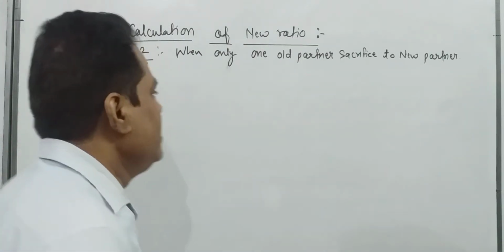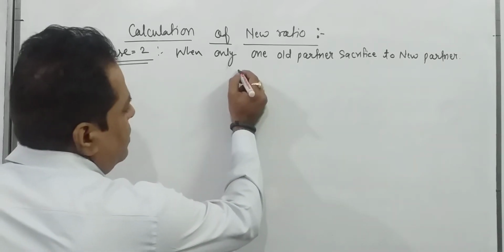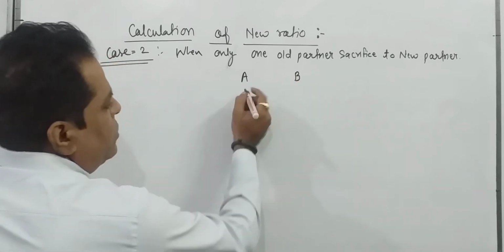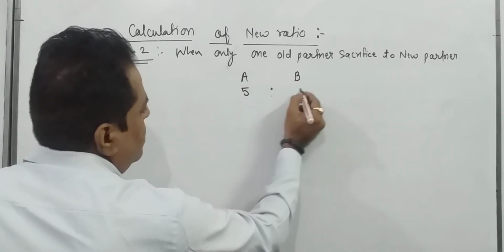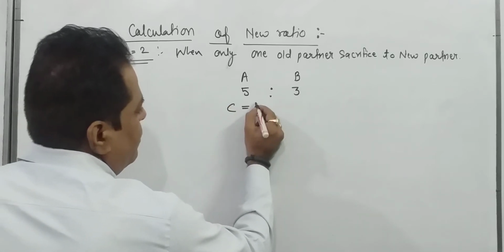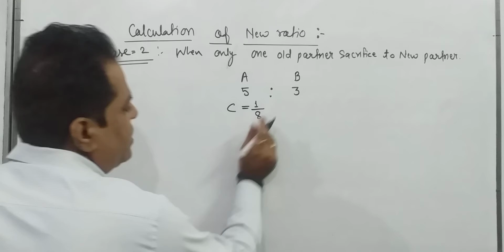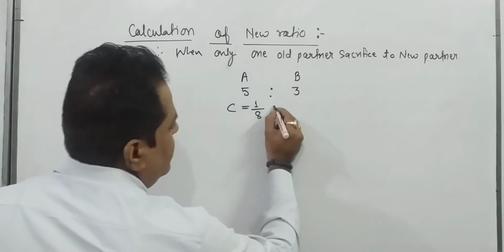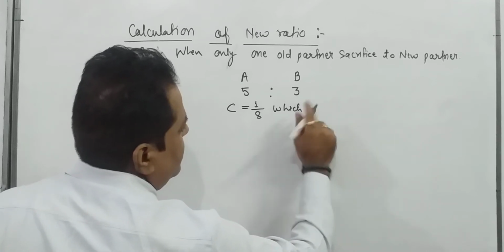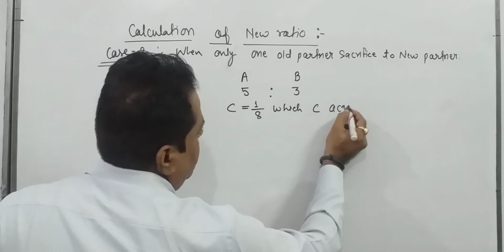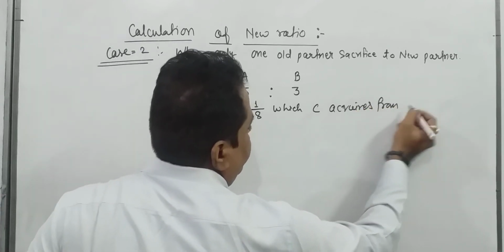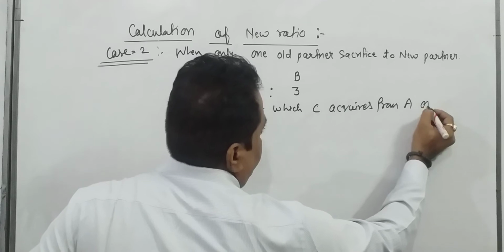See carefully. Suppose that there are two partners A and B in the ratio 5:3. C joins the partnership for 1/8 share, which C acquires from A only.